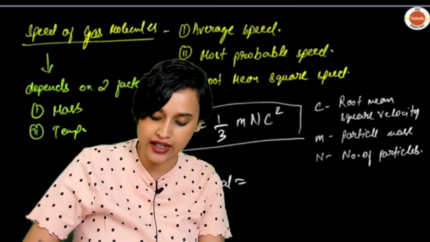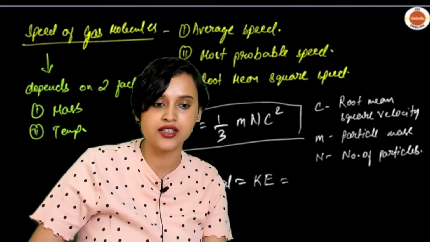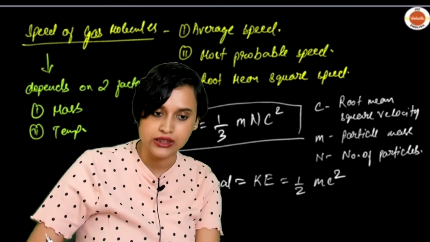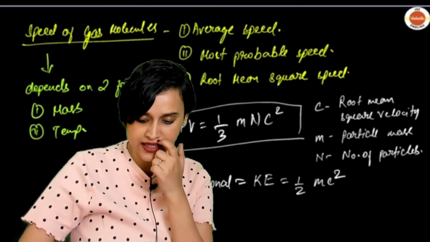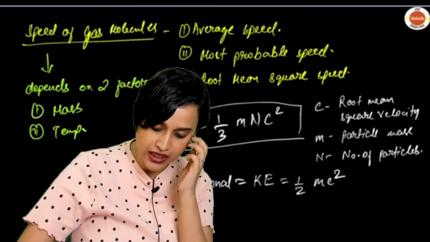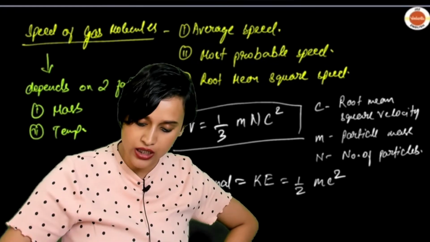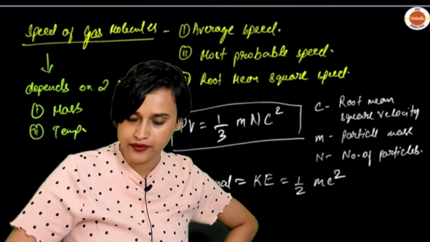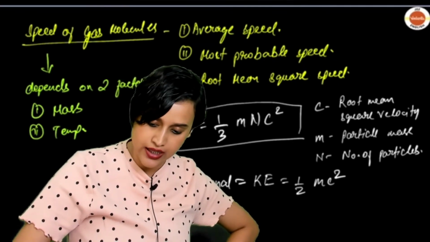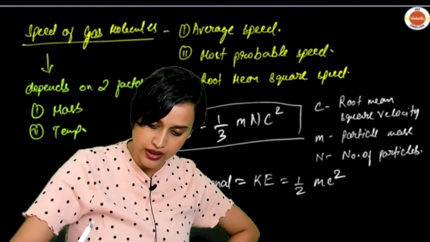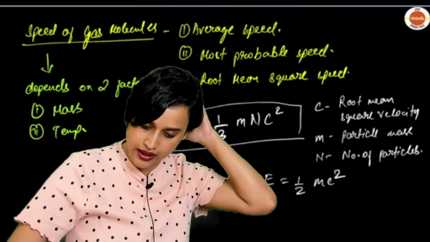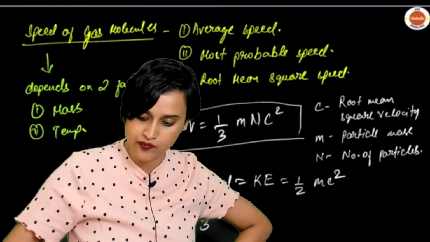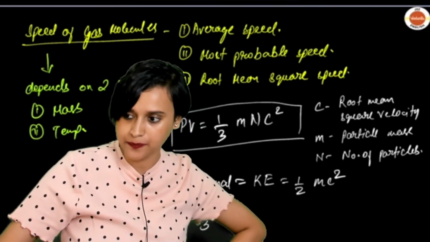The translational kinetic energy will be, everybody knows what is kinetic energy, right? Half mc square. That means that PV will be equal to this half mc square, where n is the number of particles. It will be 2 by 3 kinetic energy. Am I right?